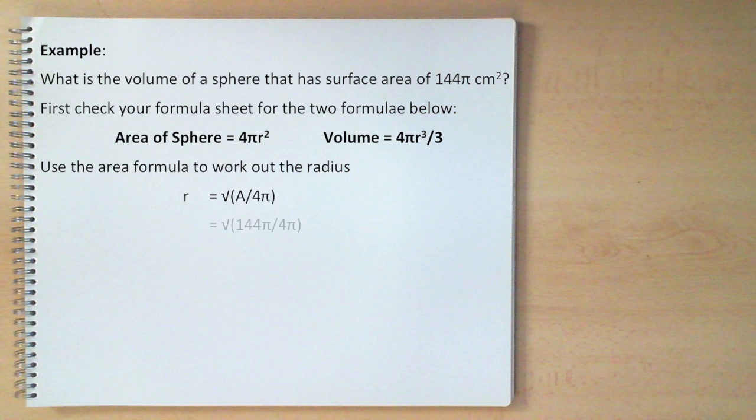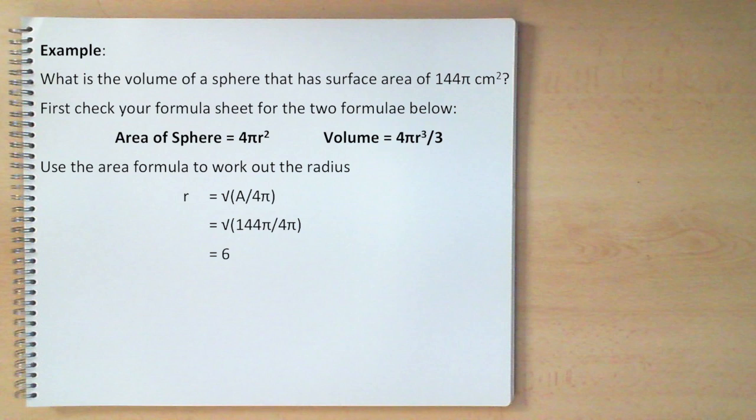So let's substitute the value that we have for the area in there, and we end up with an equation that is r is equal to the square root of 144 pi divided by 4 pi. If we do some simple cancellations there, we work out that's the square root of 36, which is 6.